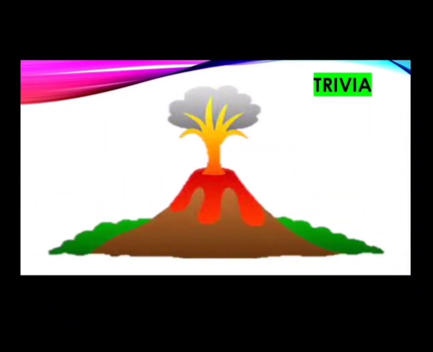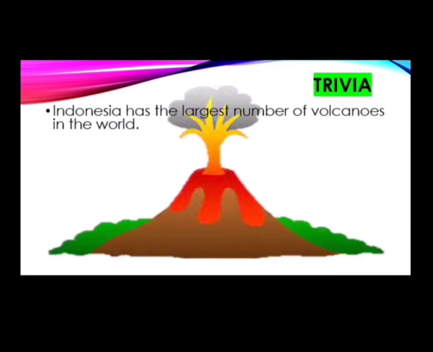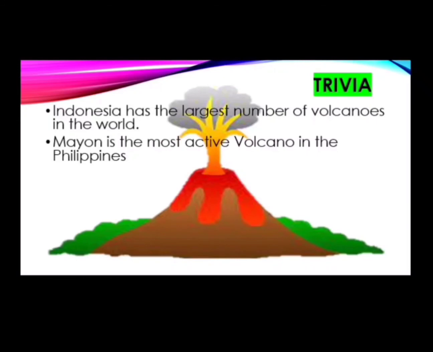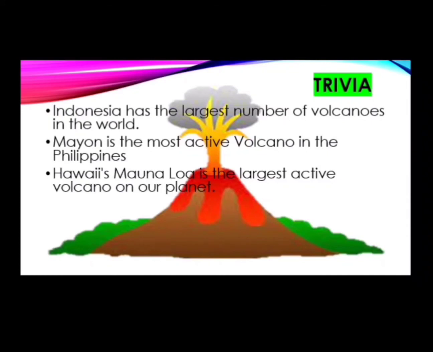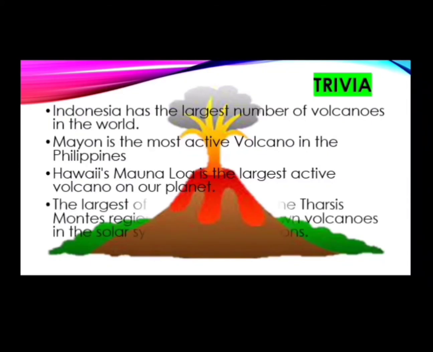And for additional information, Indonesia has the largest number of volcanoes in the world. Mayon is the most active volcano in the Philippines. Hawaii's Mauna Loa is the largest active volcano on our planet. And the largest of the volcanoes in the Tharsis Montes region, as well as all known volcanoes in the solar system, is the Olympus Mons.